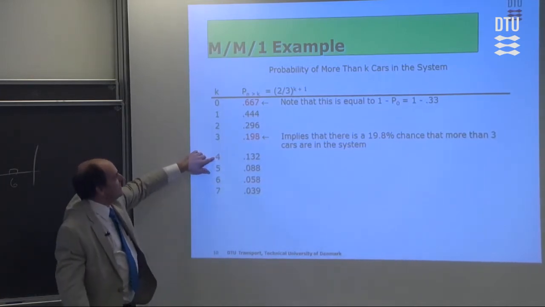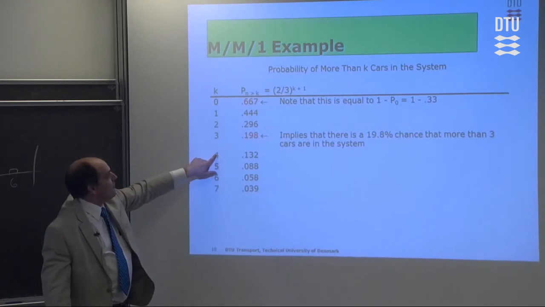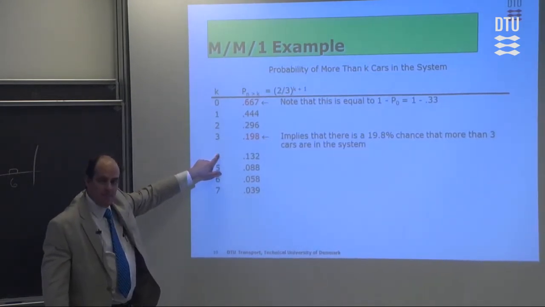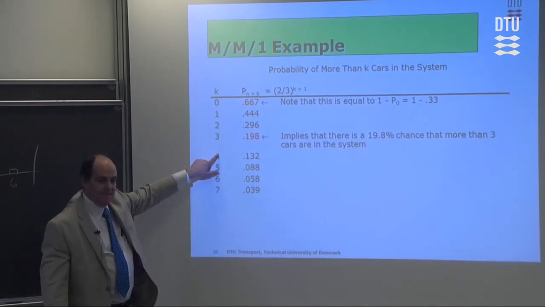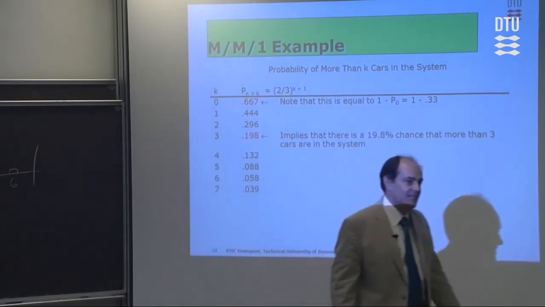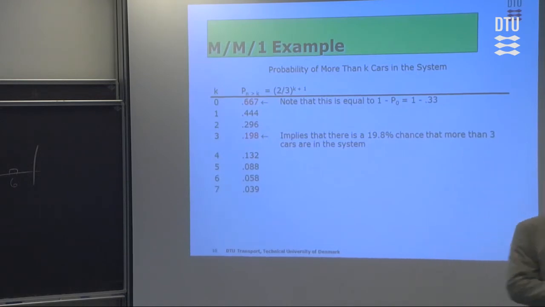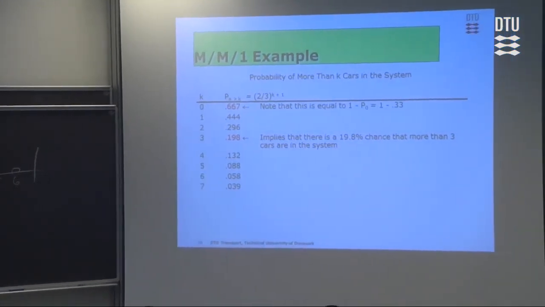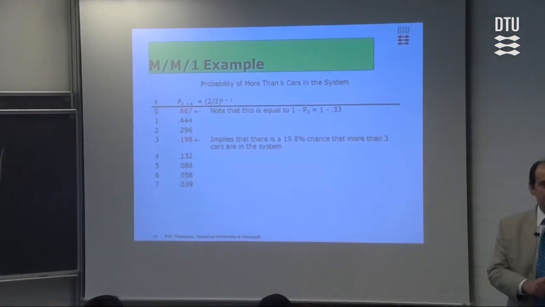So this is the probability that there are more than 4 cars in the system. What is the system? What defines the system? Ursa? The cars that are in the queue, so waiting, and the cars that are being serviced. No, it's exactly what you said. Okay. The queue plus the service.